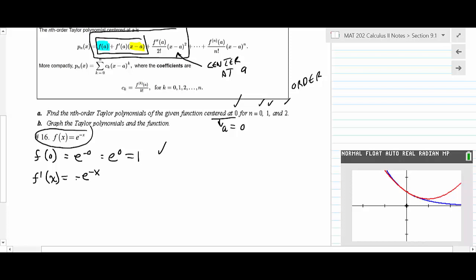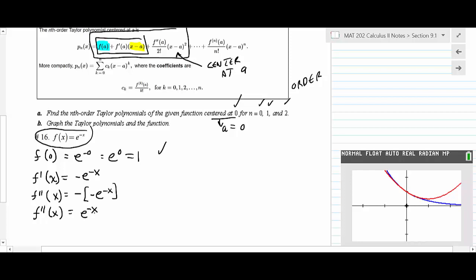Negative e to the negative x like that. And while we're at it, since we are going to go up to the second order, we need to go ahead and just do the second derivative and get it out of the way. So I'm going to go ahead and do that. Okay, so that would be negative e to the negative x. So the second derivative is going to be back to a positive e to the negative x like that.